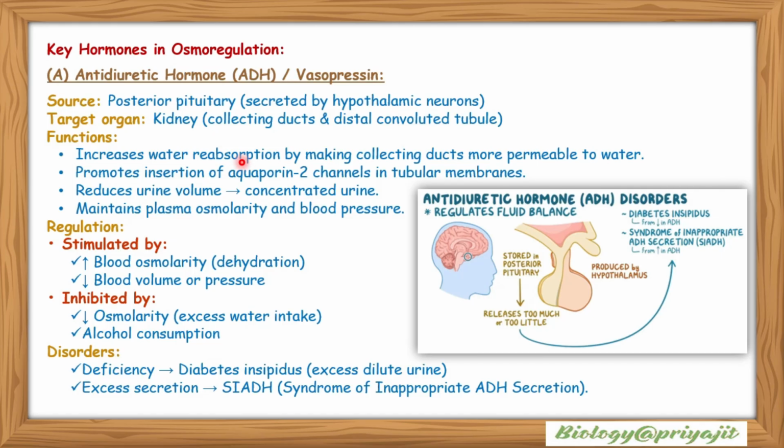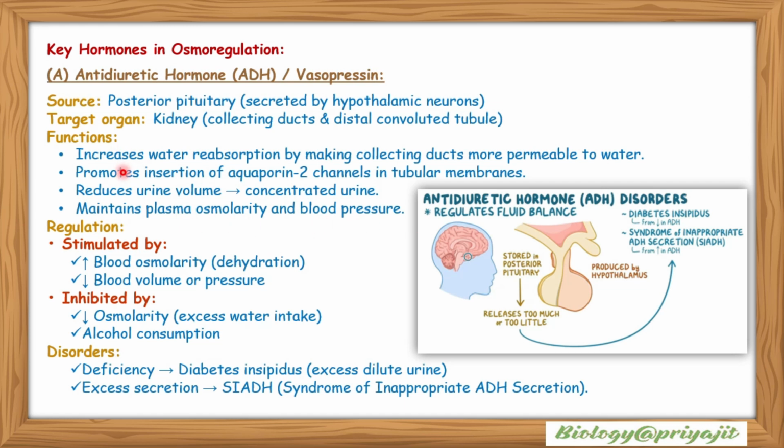What are the functions of the ADH hormone? It increases water reabsorption by making collecting ducts more permeable to water. It promotes insertion of aquaporin 2 channels in tubular membrane. It reduces urine volume and produces more concentrated urine. It also maintains plasma osmolarity and blood pressure.